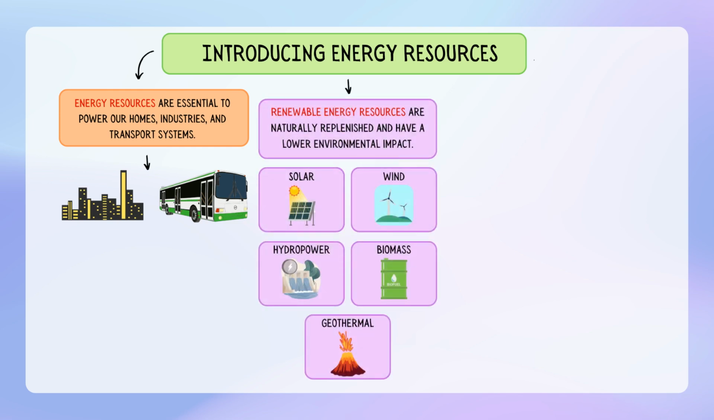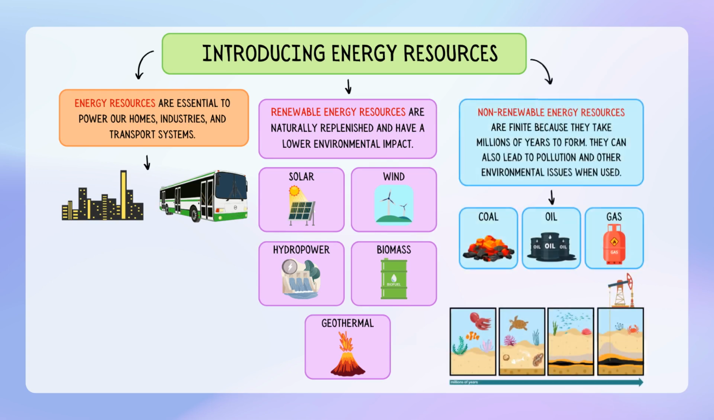Renewable energy resources, such as solar, wind, and hydropower, are naturally replenished and have a lower environmental impact. Non-renewable energy resources, including coal, oil, and natural gas, are finite because they take millions of years to form and can lead to pollution and other environmental issues when used. Understanding these differences helps us make informed decisions about energy consumption and encourages the development of cleaner energy technologies.